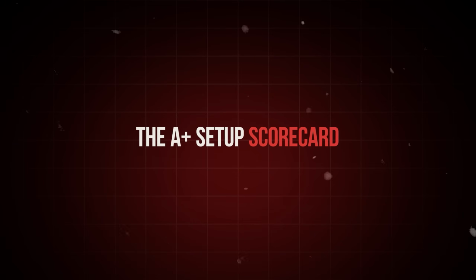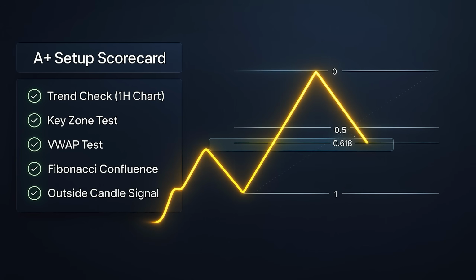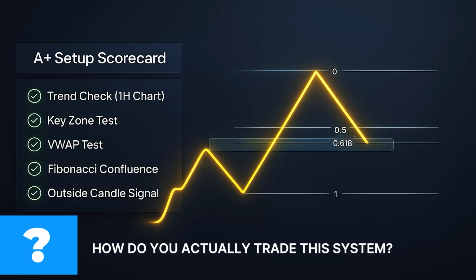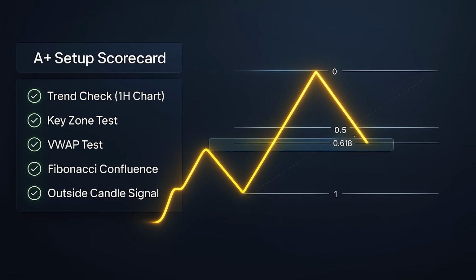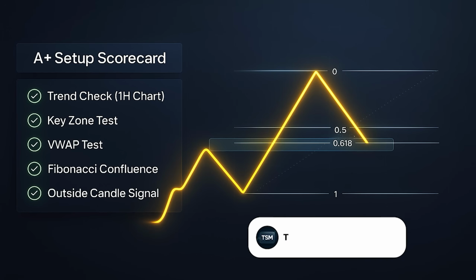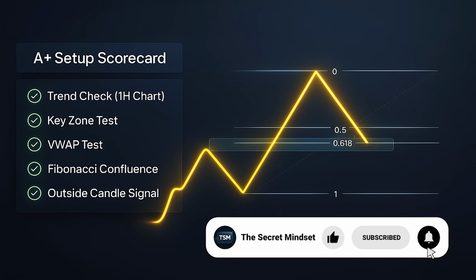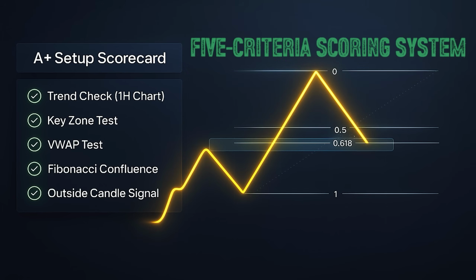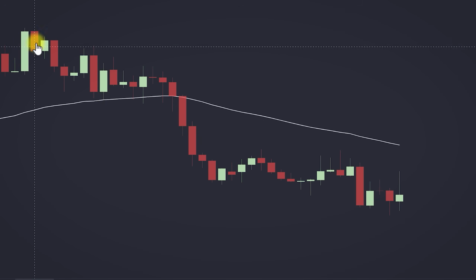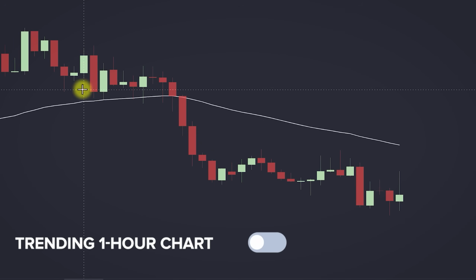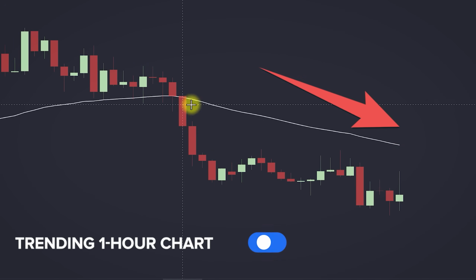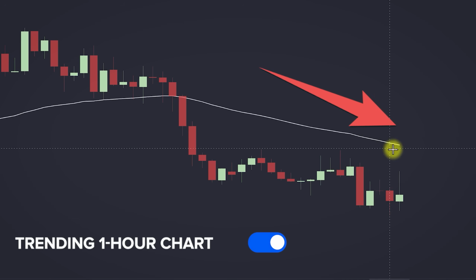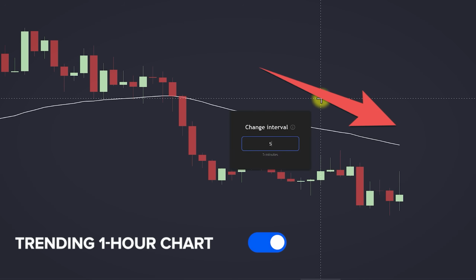You now have all the pieces, but I'm going to show you how to put them together into a systematic approach that eliminates all the guesswork. I call this the A+ setup scorecard, your quality control system that separates opportunity from mediocrity. Here's how it works. Every potential trade gets scored on 5 criteria. Point 1 is the 1-hour chart trending. If price is clearly above or below the 50 EMA with clean market structure, you get 1 point.